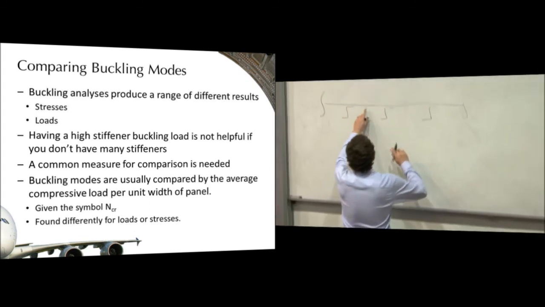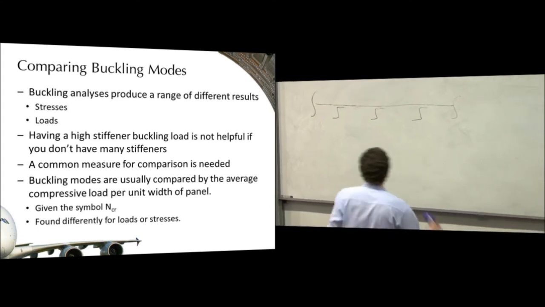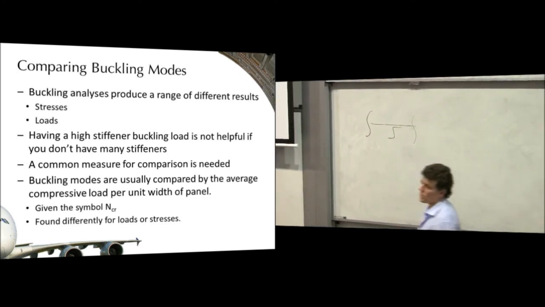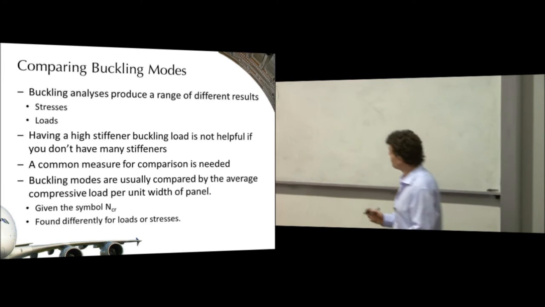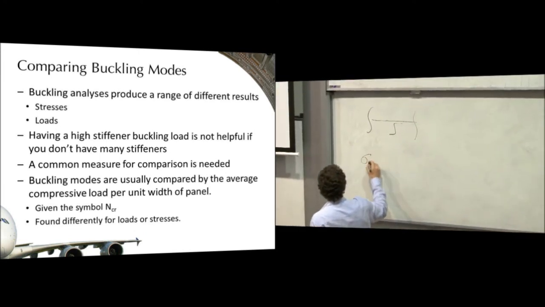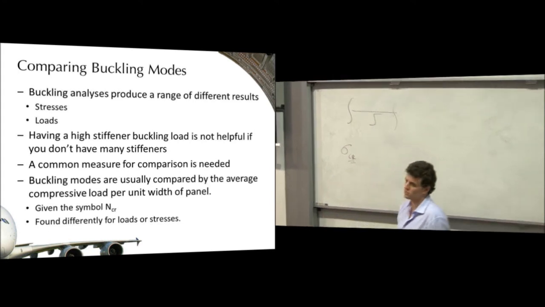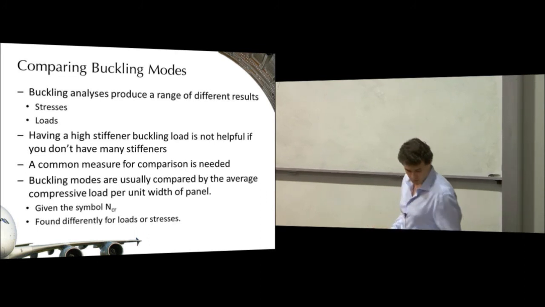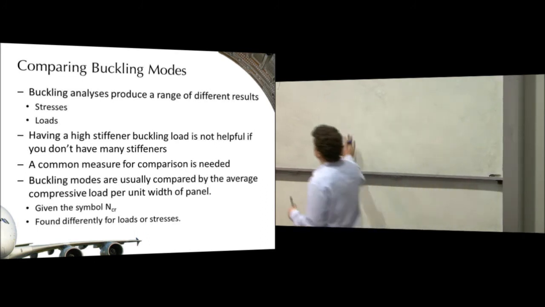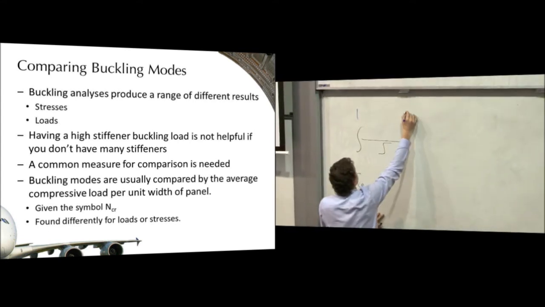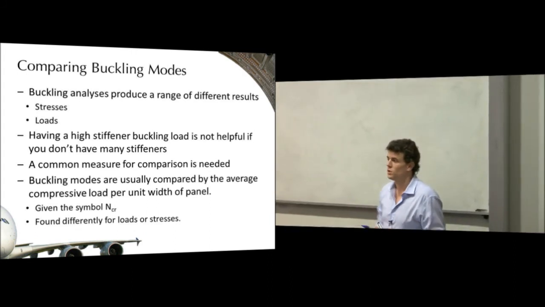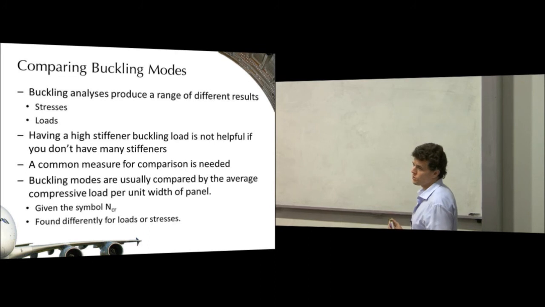So let's just take one of our units here. So this is one repeating unit. And assuming we've been given a critical buckling stress, and I'm just going to use critical for any generic buckling stress that we've been given, and that unit has a width b. How do we get to a load per unit width?